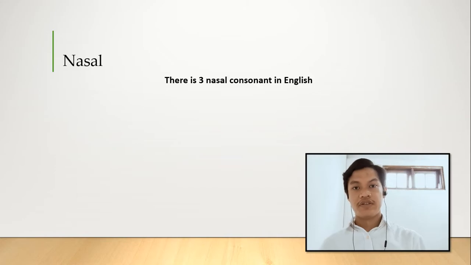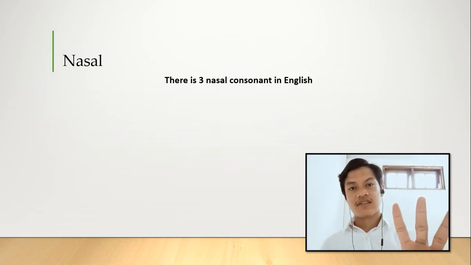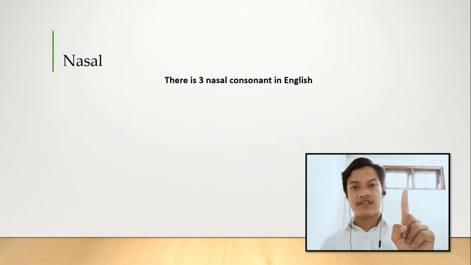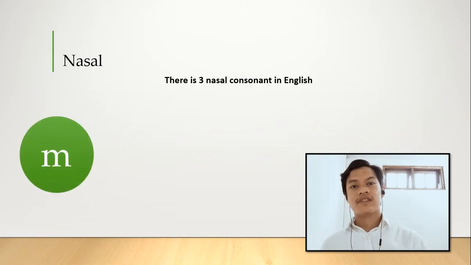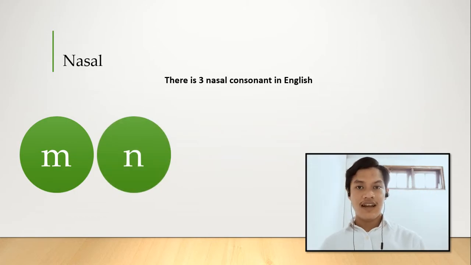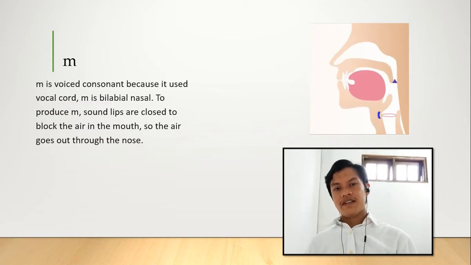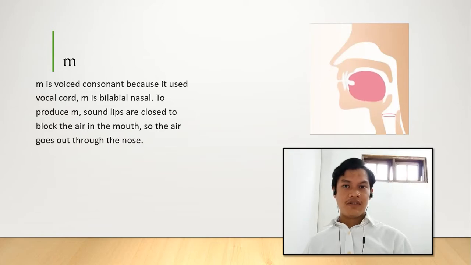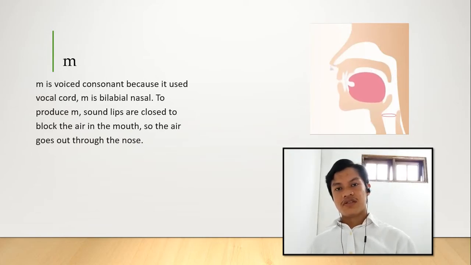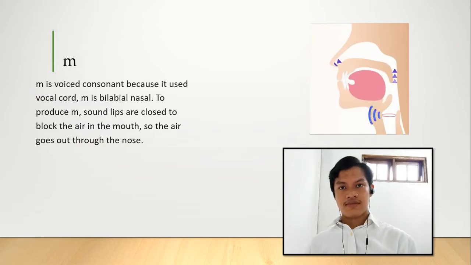Nasal. There are 3 nasal consonants in English. First, M. Second, N. Third, ng. M is a voiced consonant because it uses the vocal cords, and M is a bilabial nasal. To produce the M sound, the lips are closed to block the air in your mouth, so the air will go through your nose.